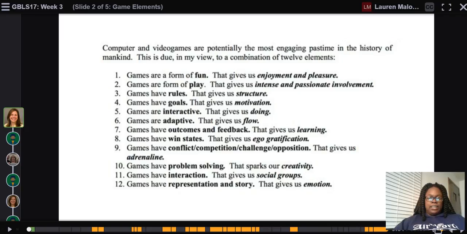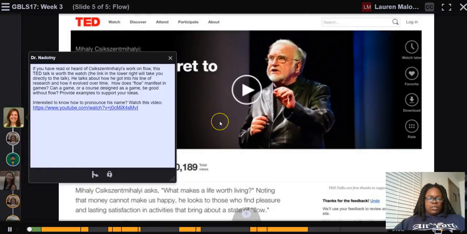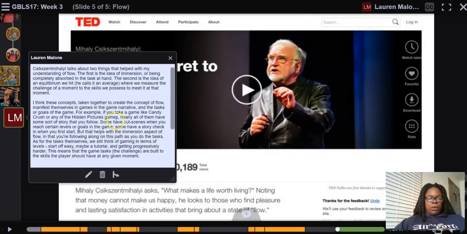So for my last one, let's go to, there we go. For my last one, I wanted to respond to the idea of flow, and I think this is a good example of a light bulb moment for me, and that's why I picked it.